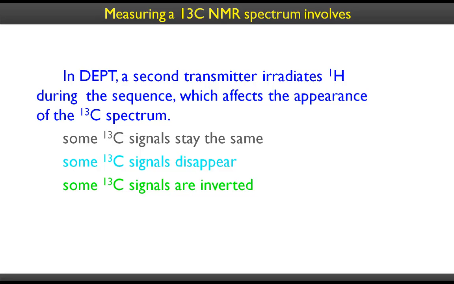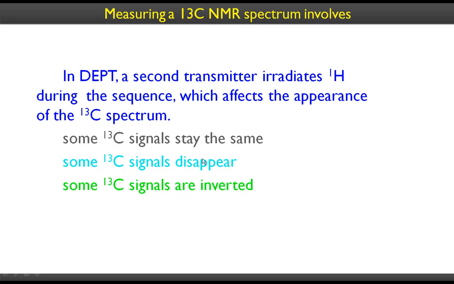spectroscopy available. Okay, so in DEPT C13 NMR, a second transmitter irradiates the proton during the sequence, which affects the appearance of the C13 spectrum. It doesn't quite take off all the effects of the hydrogen. In the decoupled broadband spectrum, you are nullifying all the effects of the hydrogen. You are not even looking at hydrogen. Here you do make use of that hydrogen presence, and then you use that to edit the normal information that would otherwise come in C13 NMR.